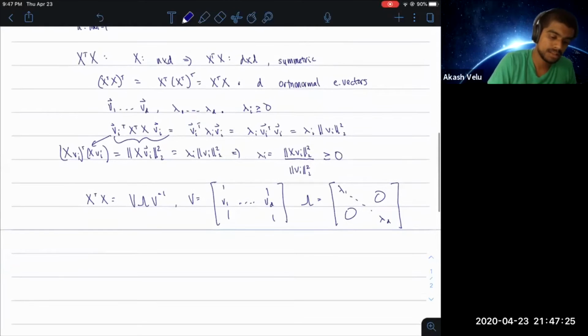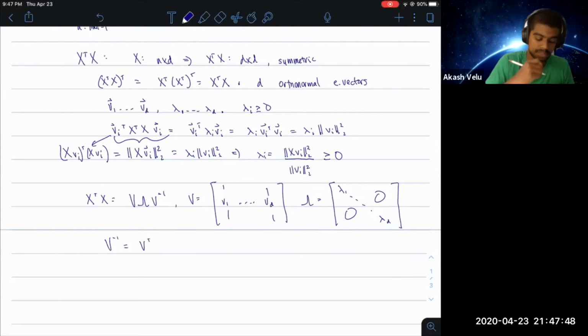Okay, now the key thing is that V is an orthonormal matrix. What do I mean by orthonormal matrix? An orthonormal matrix is just a matrix whose columns are a set of orthonormal vectors. Okay, a useful fact about orthonormal matrices is that V inverse, if V is orthonormal, is equal to V transpose.